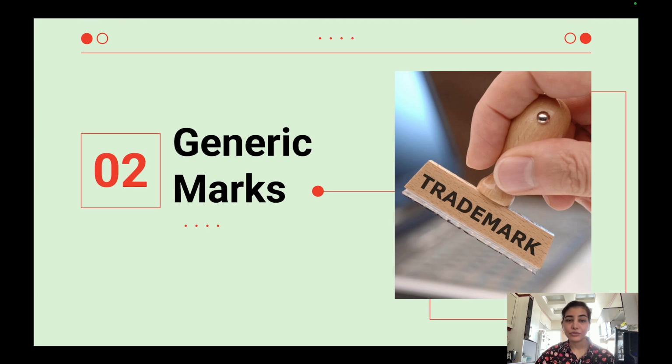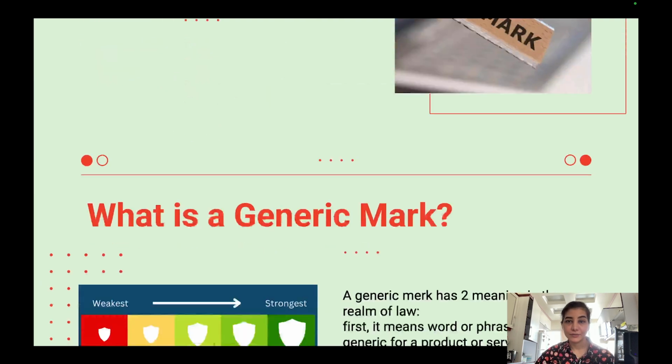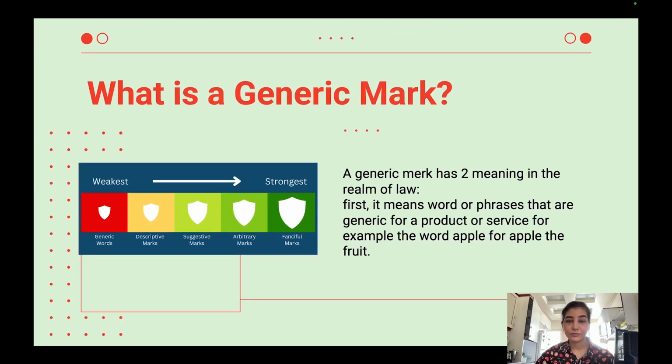Number two, generic marks. What is a generic mark? Generic marks have two meanings in the realm of law. First, a generic mark means words or phrases that are generic for a product or service. For example, the word apple for the apple, a fruit. These are general and we call them generic marks.